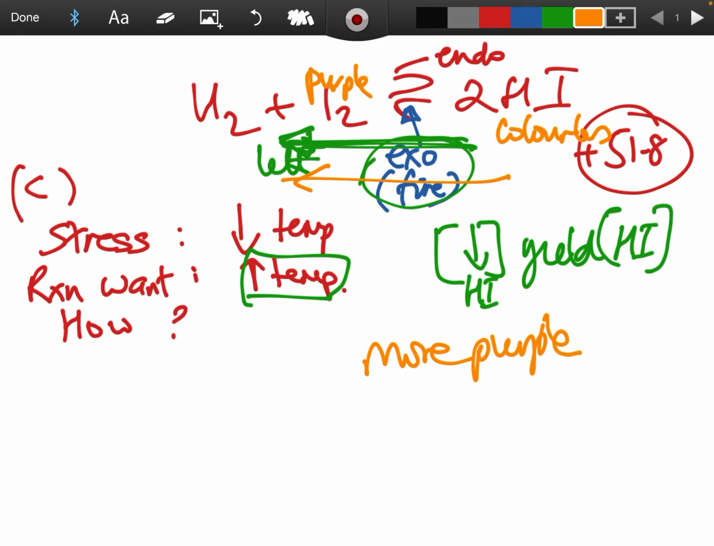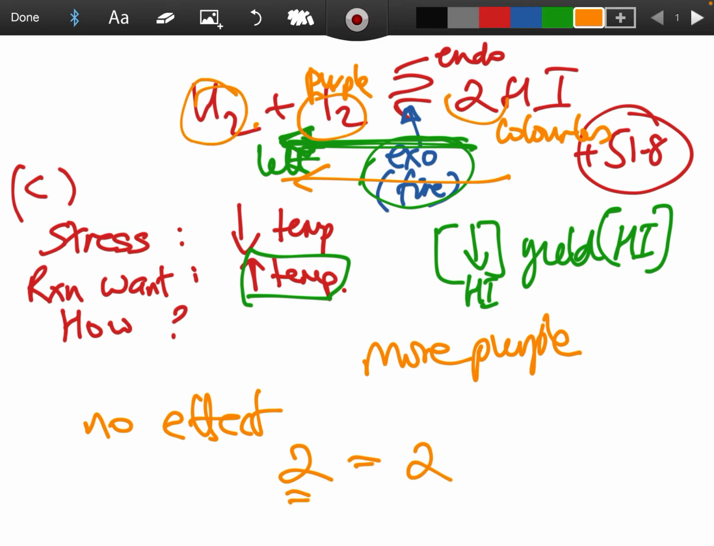The last part of that then said, what change, if any, will an increase in pressure have on the equilibrium mixture? Now, increasing the pressure there is going to have no effect on the position of equilibrium, because the number of moles is the same on both sides. You have 1 and 1, 2, and you have 2 on the other side.